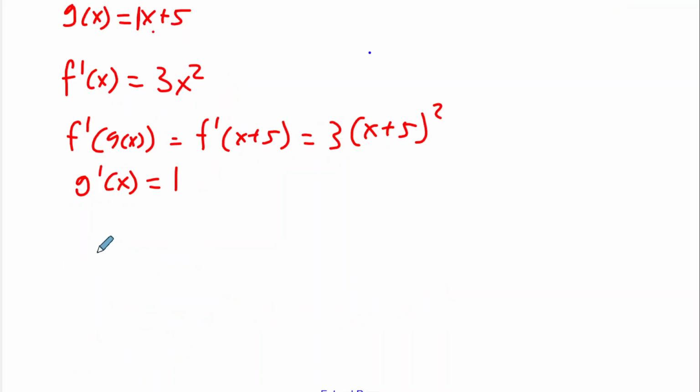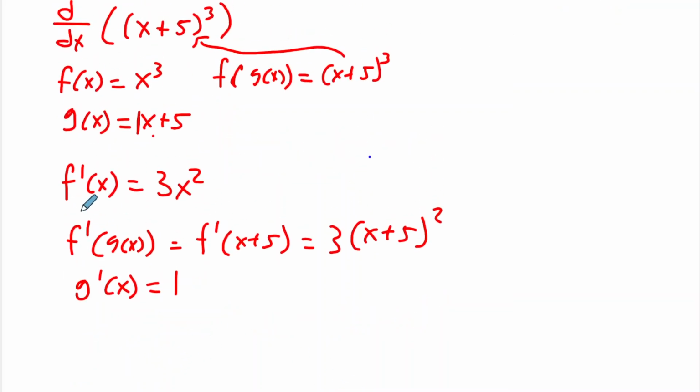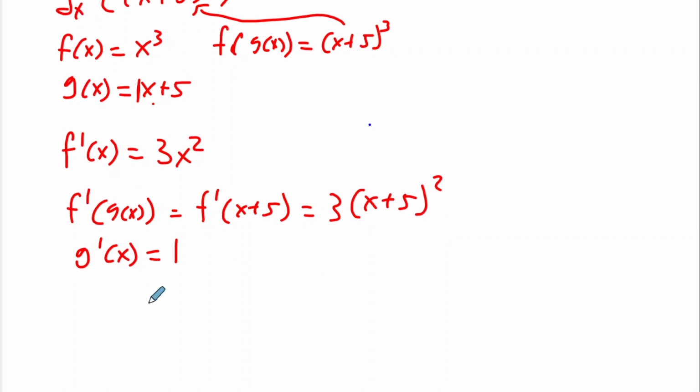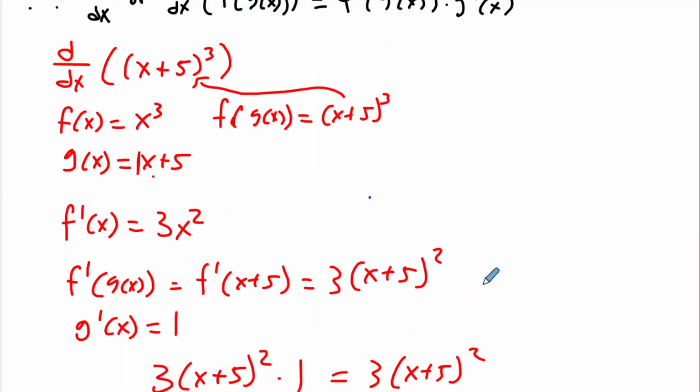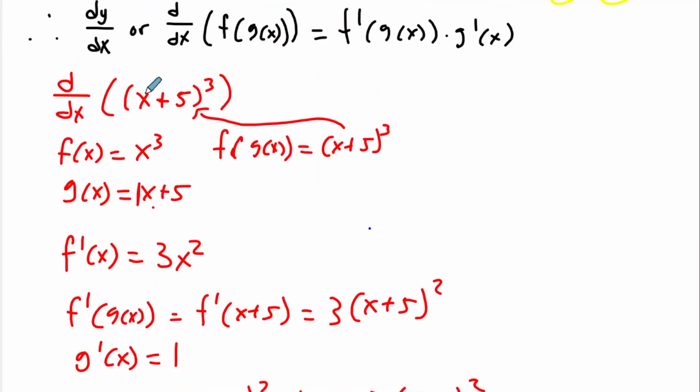So remember, if we want to do the derivative of f of g of x, that's just going to be f prime of g of x times g prime of x, which is 1. So that's just going to be 3 times x plus 5 squared. So that's our answer. We literally found the derivative of this.